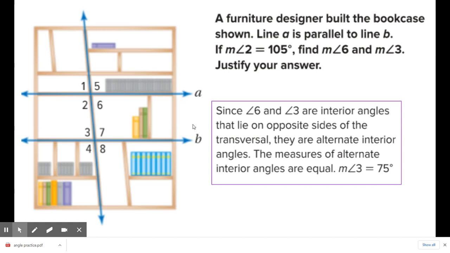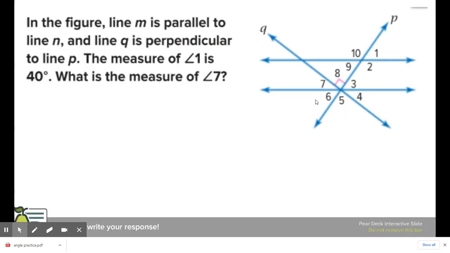So now this one causes a little bit more problem. You have 2 parallel lines that are cut by 2 transversals. So you have to be a little careful with that. They show you this red right here, angle 8. We know that's 90 degrees. The measure of angle 1 is 40. So if angle 1 is 40, they want you to find the measure of angle 7. Go. This is where you pause, and you have enough information to find that answer.